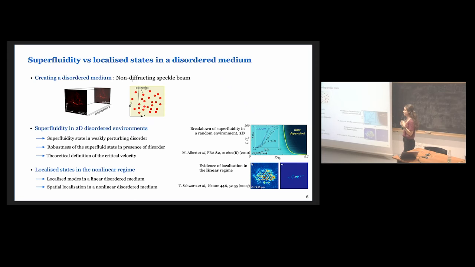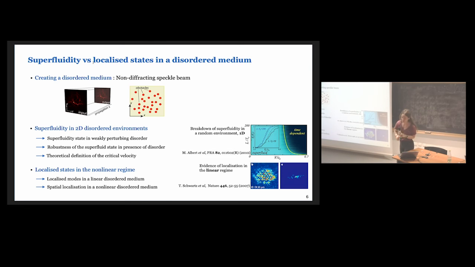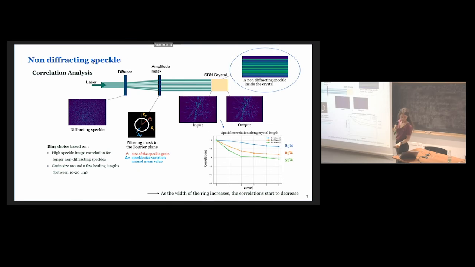So we already know how nonlinear systems work in homogeneous media, and we know how linear systems work in disordered environments. And so basically, we want to make the connection between the two. So, study superfluidity in disordered environments, because as far as we know, it has been studied in 1D, theoretically and numerically, but overall everything still remains to be studied in 2D. And from the other hand, to study localized states in the nonlinear regime.